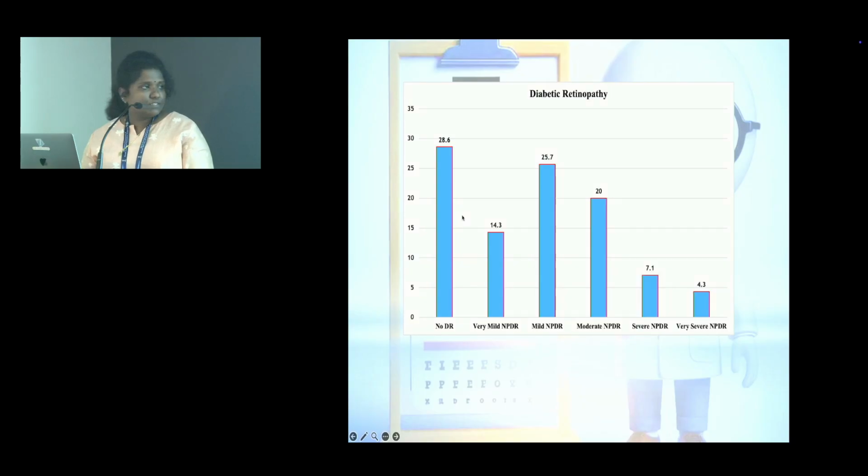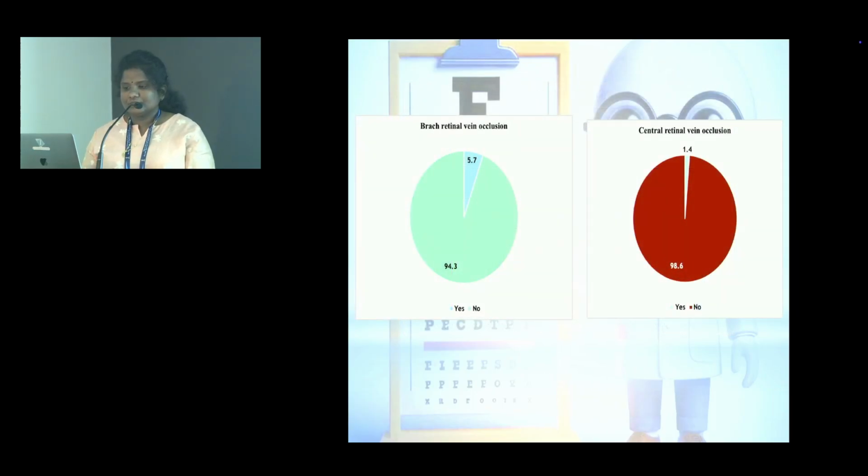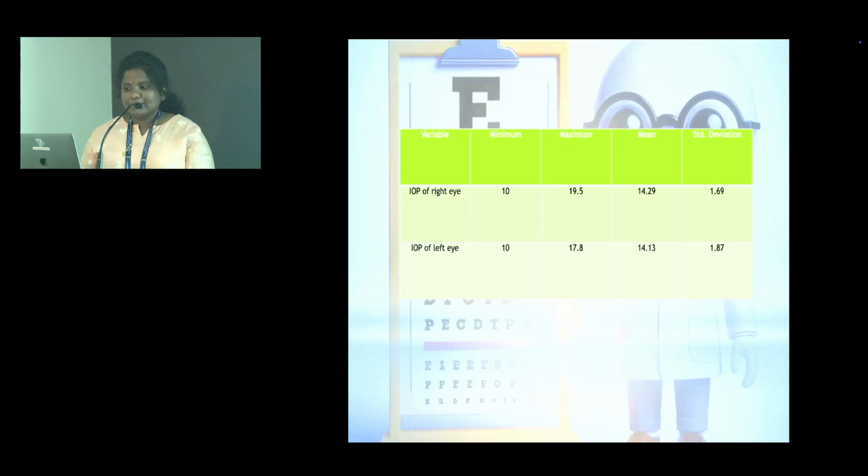28% of patients had no diabetic retinopathy changes; the rest showed different stages of diabetic retinopathy. 5.7% showed branch retinal vein occlusion. Only 1.4% showed central retinal vein occlusion. This was the mean IOP: the right eye mean was 14.29 and the left eye 14.13.